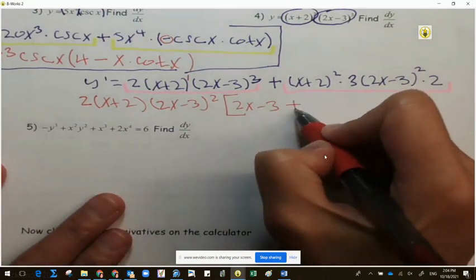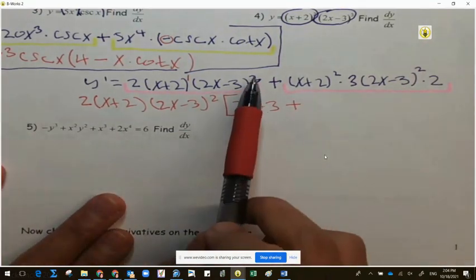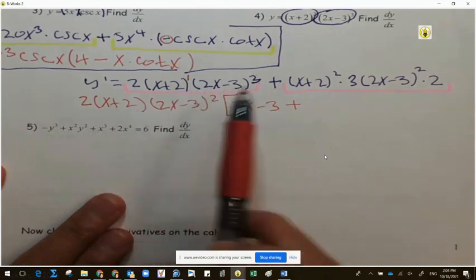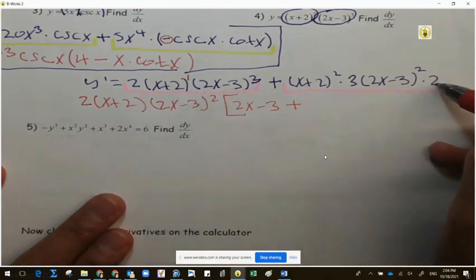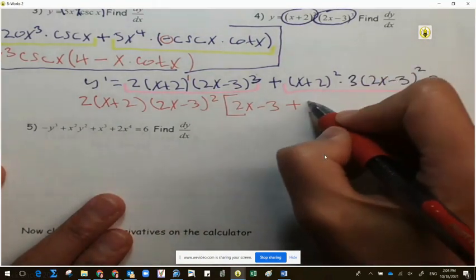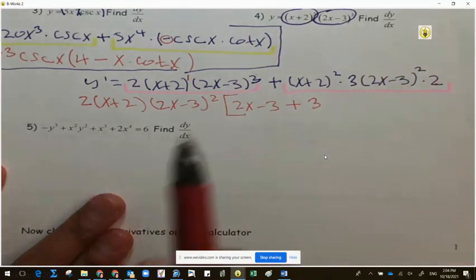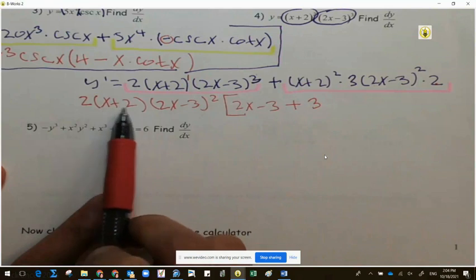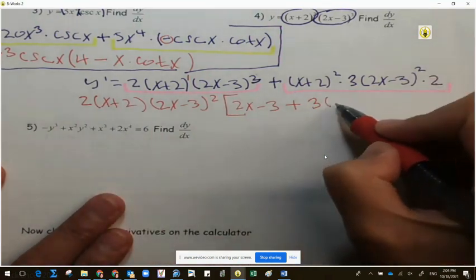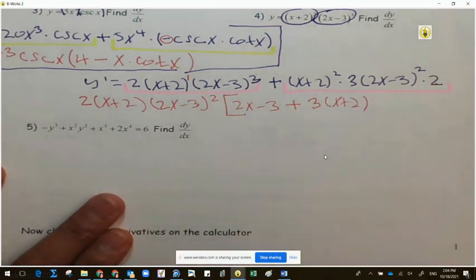Wait, why did you put it? 2x minus 3. Oh, because there's 3 of them, and there's only 2 that I took out. Okay, the next one. I know I took out the 2, but I did not take out the 3. Leave that alone. What about the x plus 2's? Did I take them all out or one less? One less. So I need to put one more back inside.